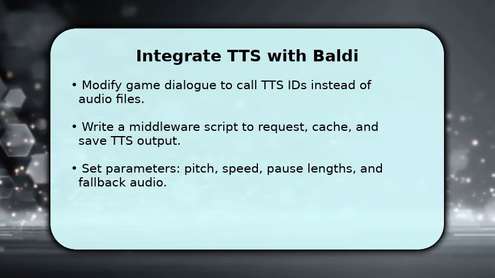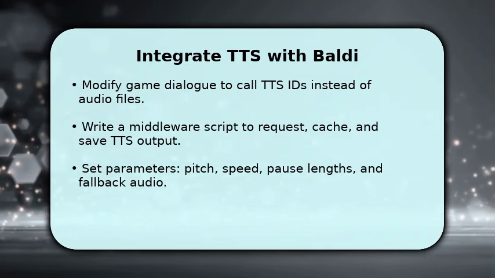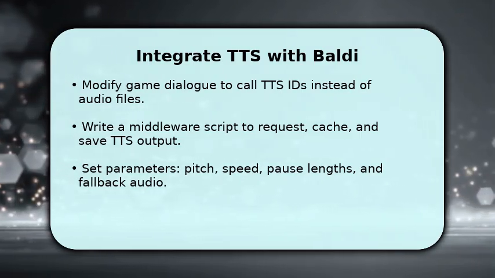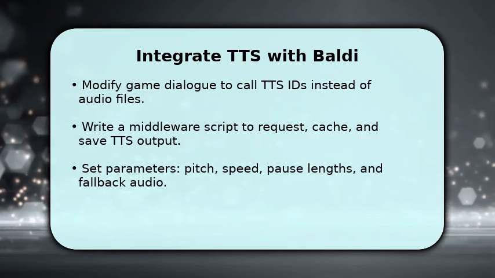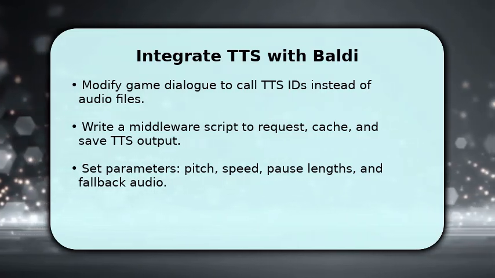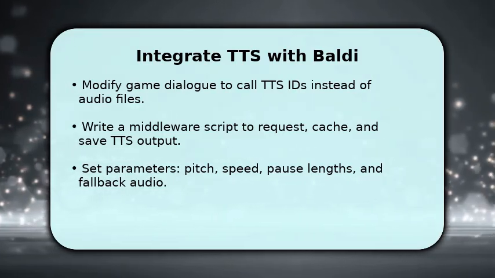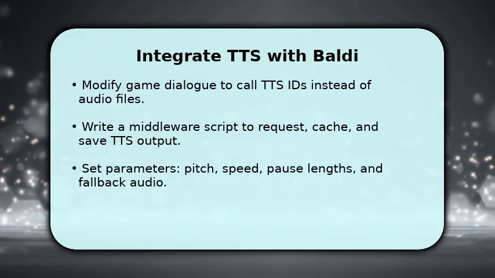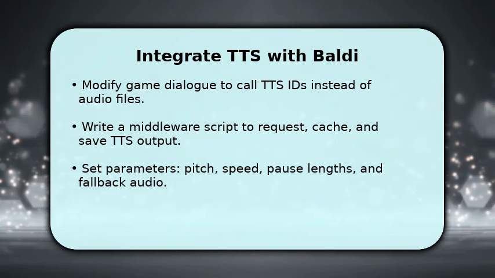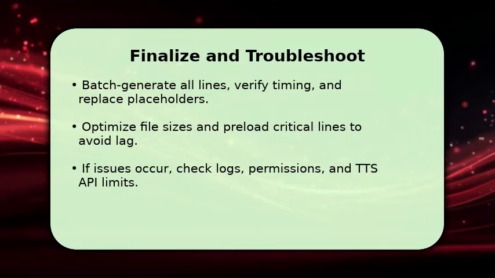Tune voice parameters, pitch, speed, and pause lengths to match Baldi's character. Once the middleware runs, test a single line, confirm playback in-game, and iterate until timing and tone feel right before scaling up. Finally, batch generate every dialogue line, import files into the game, and replace placeholder clips.